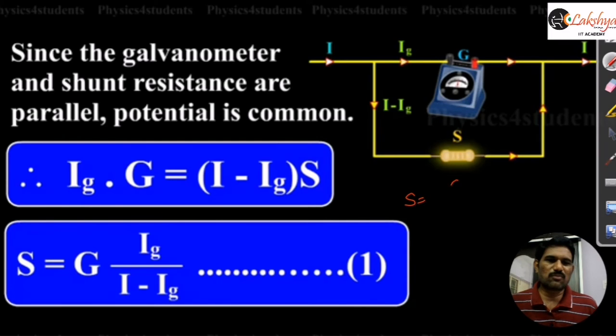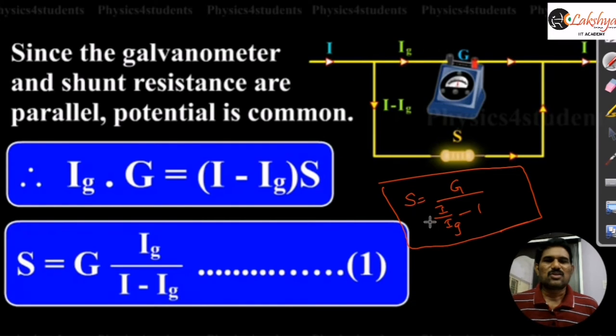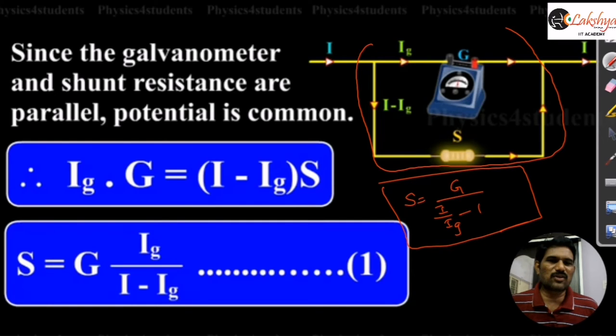Note down this form: G by, here Ig I can take common, so that we can express this as I by Ig minus 1. This form will be more useful for us, because if you write it in this form, then you can do the calculations easily. So try to write in this form: S is equal to G by I by Ig minus 1. Here I is the maximum, that means the range of this ammeter. Now this total part is what we call the ammeter. So this is our ammeter here.